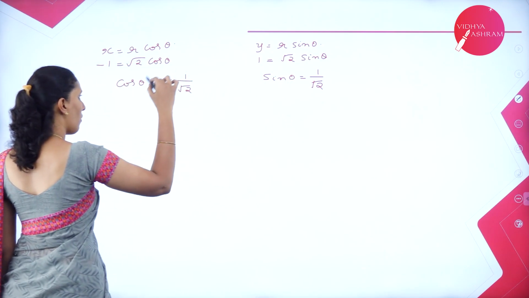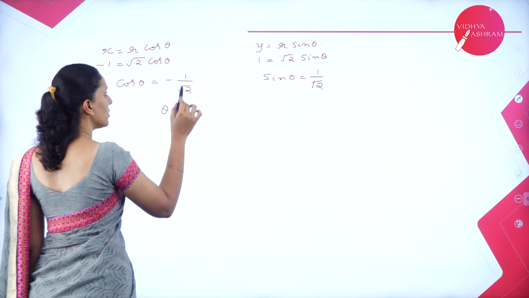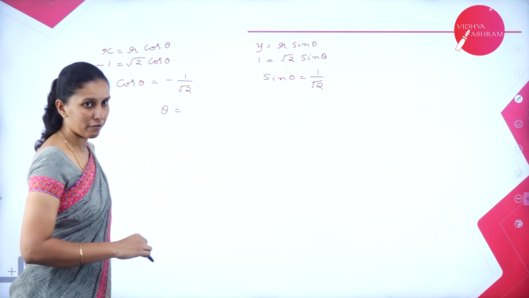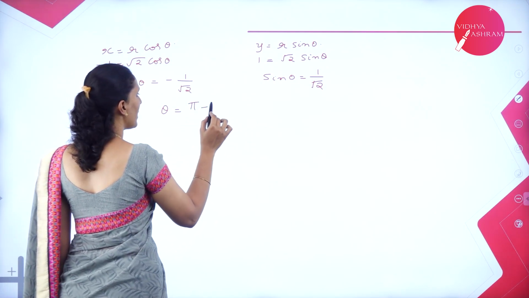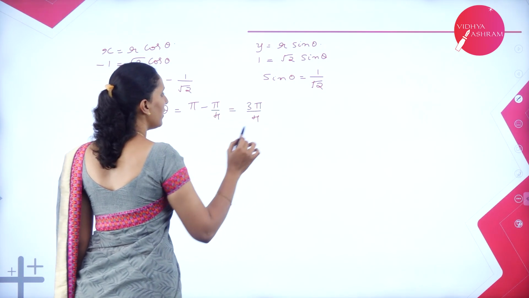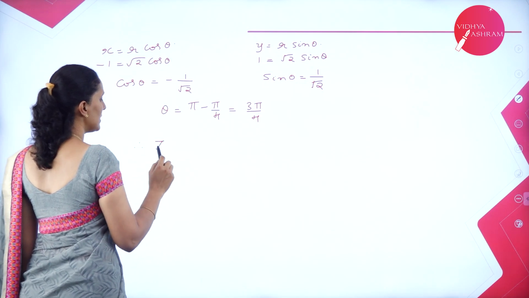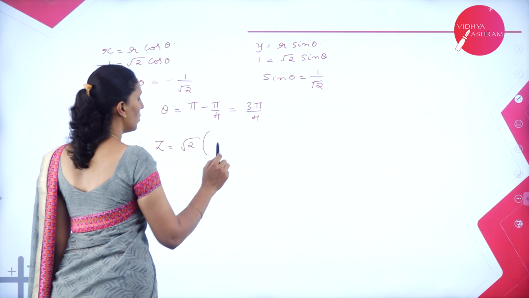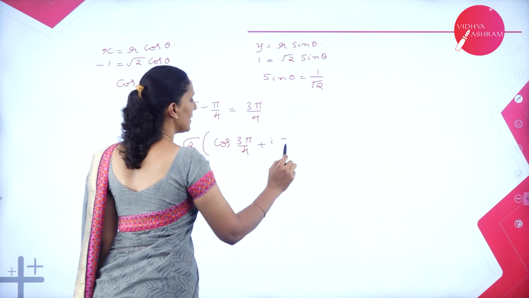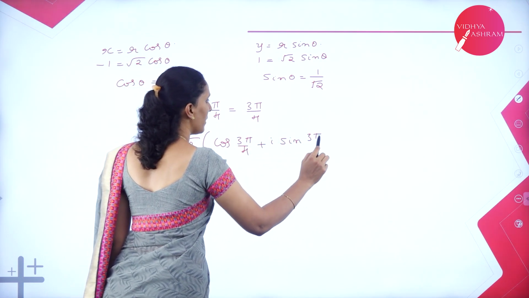Sin is positive and cos is negative in the second quadrant, and the cos θ, sin θ value is 1/√2 for π/4. So this can be taken as π − π/4, whose value is 3π/4. So therefore, z = √2 (cos 3π/4 + i sin 3π/4).